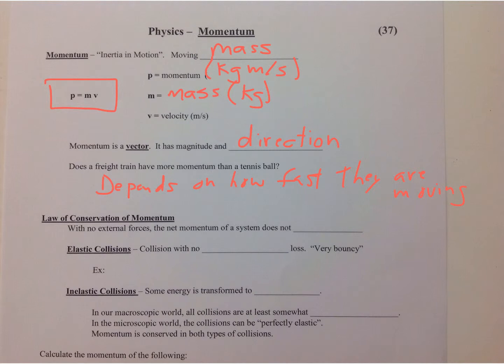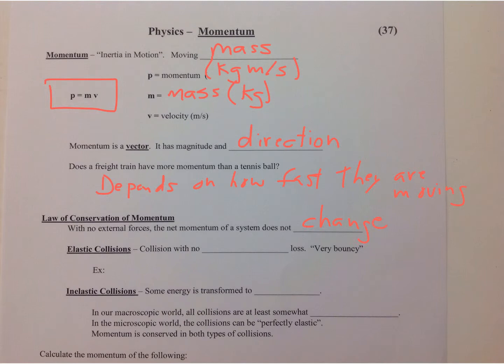Or if the freight train's moving and the tennis ball is moving at almost light speed, it could have more momentum. It would need a lot of speed or velocity to have more momentum than a moving freight train, because a moving freight train would have so much more mass than a tennis ball. But momentum depends on mass and velocity. The law of conservation of momentum says with no external forces, the net momentum of a system does not change.